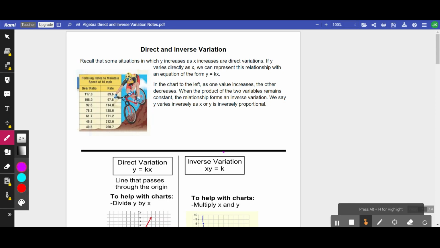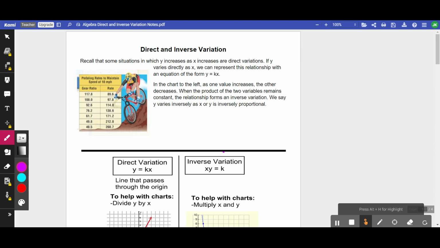So today you were learning about direct and inverse variation. If you remember at the start of the year, before you learned how to graph linear equations, you learned about direct variations and how to graph them. So you're going to do a little more with direct variations, and you're also learning about inverse variations.